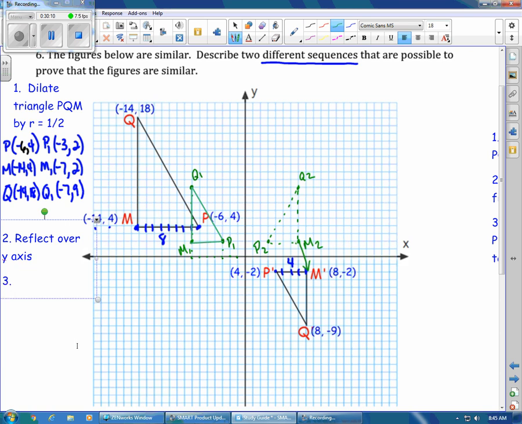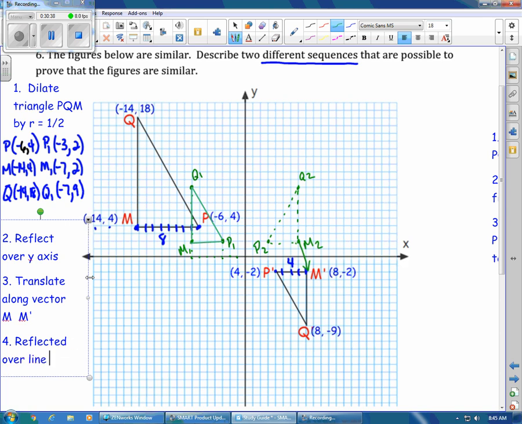So my third move was translate along vector m sub 2. I'll add the 2 in, m prime. Let me get that m on the same line. I want my vector on the same line. There we go. And then the fourth thing I did was I reflected over line p prime m prime.